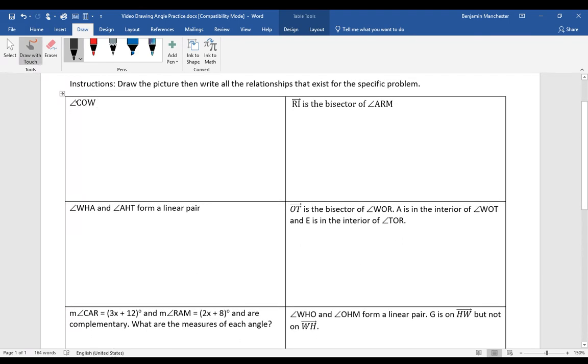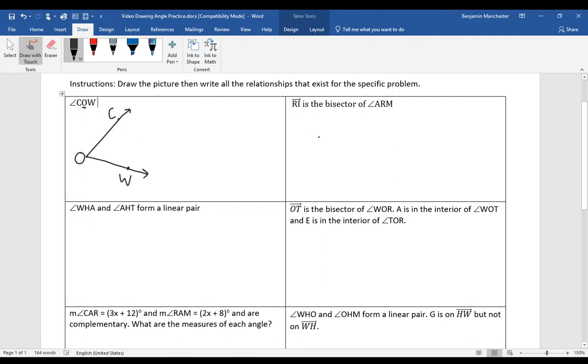So this one says draw angle COW. So we can do that. Remember, an angle is made up of two rays, and we name them by having this be the vertex. So O is in the middle, and then C and W can go on either side. It really doesn't matter which way you draw it. The C can be here and the OW can be there, or they can be switched. The one thing that is true is that the O has to be in the middle. So this is angle COW, and there's really nothing else to do here at all.